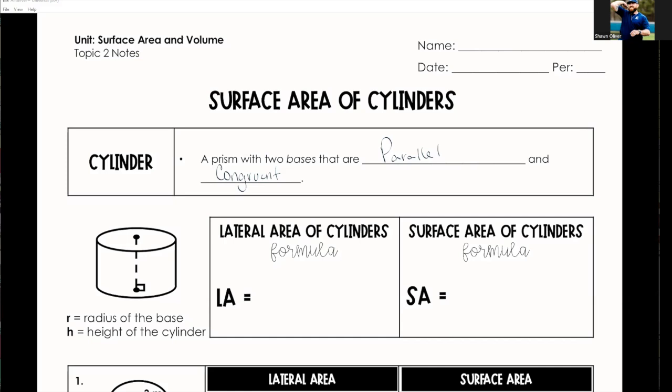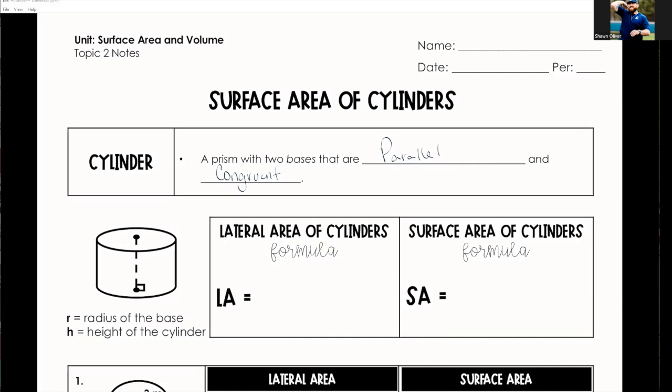Welcome to another exciting day of geometry. Today we are going to talk about the surface area of cylinders. So yesterday we talked about the surface area of a prism. A prism was any three-dimensional shape that had two congruent and parallel bases.